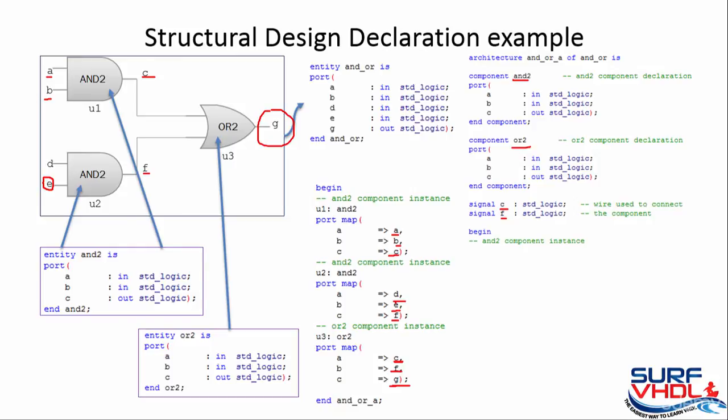As a general rule, the entity ports are signals inside the architecture. The input port can only be read. The output port can only be written. If you try to read from an output port or try to write to an input port, the simulator will raise an error and stop.